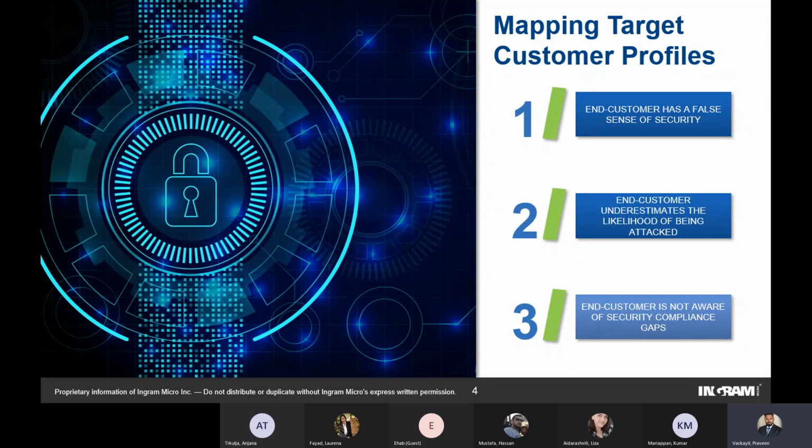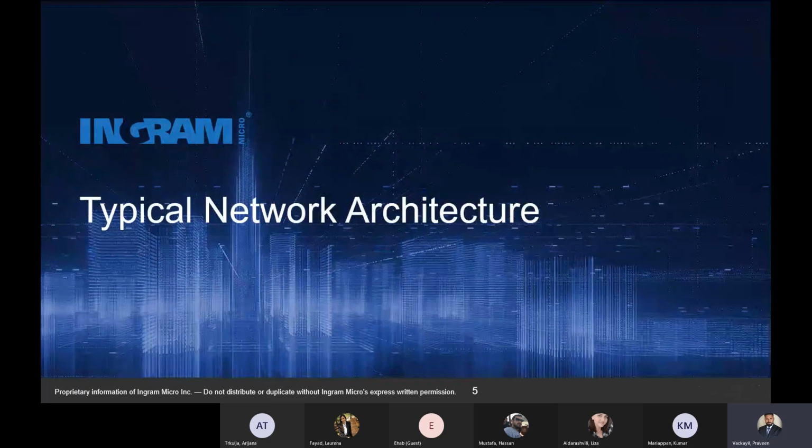Now from here, I will hand it over to Kumar. With this context having been laid out, Kumar is going to explain to us from the technical standpoint, across network architectures, how we can develop cybersecurity solutions. Over to you, Kumar.